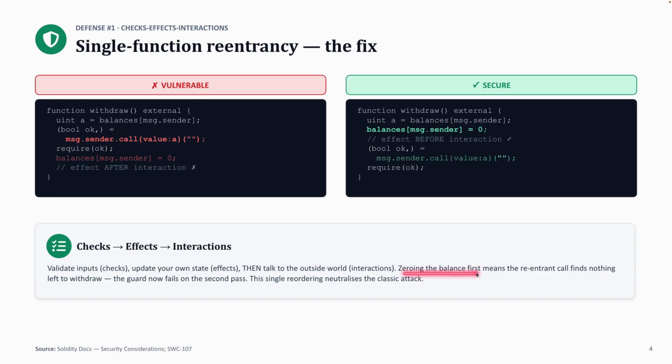Zeroing the balance first means the reentrant call finds nothing. The guard now fails on the second pass. This single reordering neutralizes the classic attack.